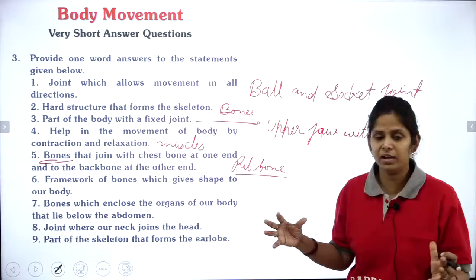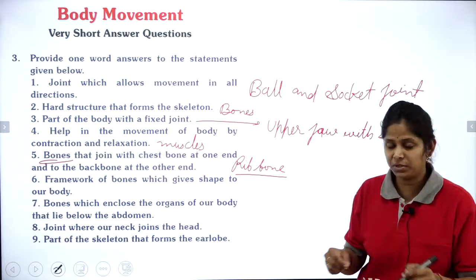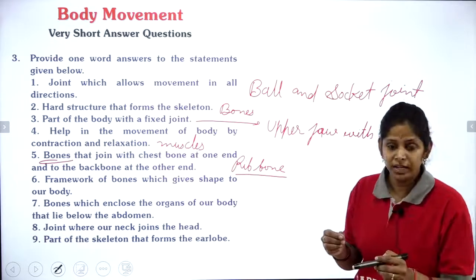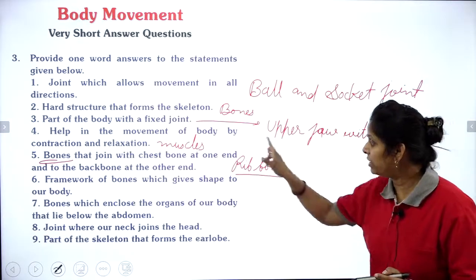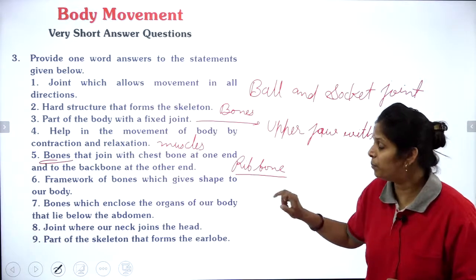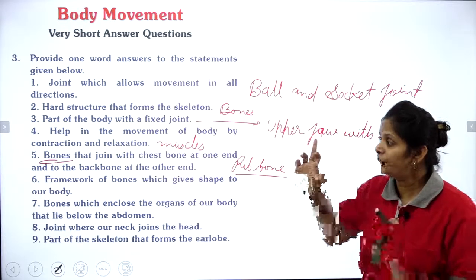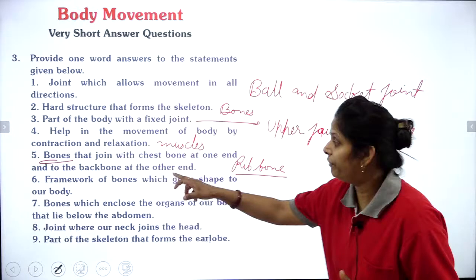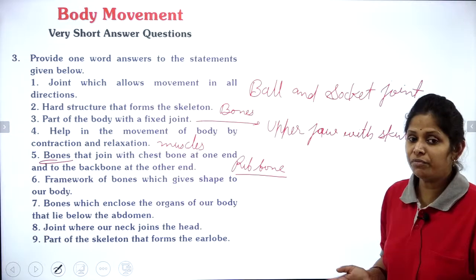Then after, framework of bones which gives shape to our body. So you know which structure is responsible to give shape to our body. This is because of the skeleton, and this skeleton is called the framework. Okay. So you have to write down here skeleton.